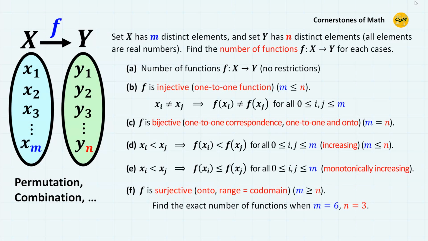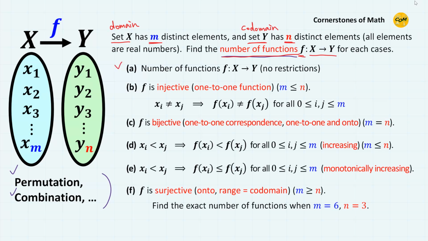In this video, I am going to count the number of functions satisfying different conditions. Moreover, I will relate those numbers of functions with basic combinatorics knowledge, such as permutation, combination, etc. Here, set X, which is the domain, has m distinct elements, and set Y, which is the codomain, has n distinct elements. All elements are real numbers. Find the number of functions f from X to Y for each case.